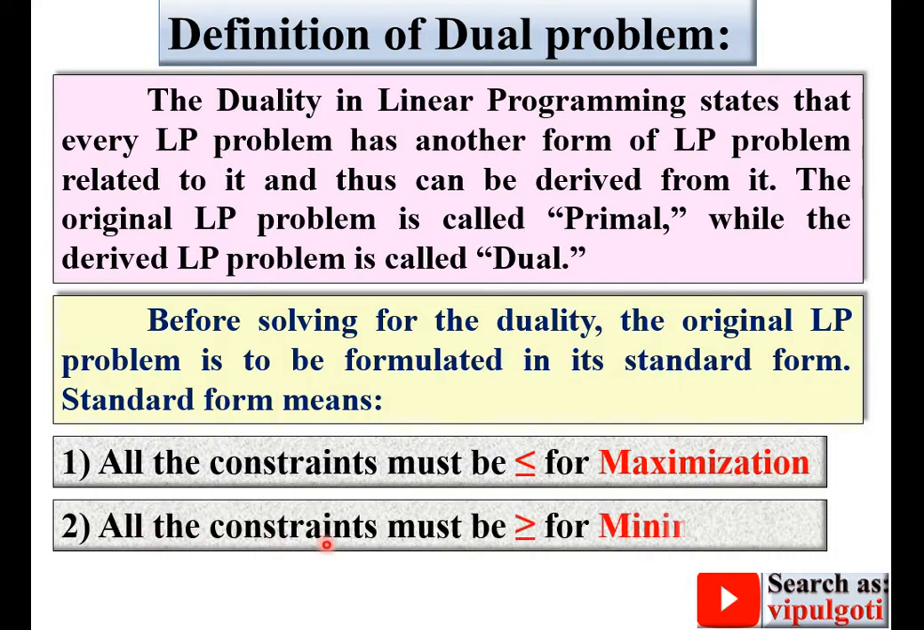Second, all the constraints must be greater than or equal to for minimization. Means if the nature of your objective function is minimization, then all the constraints must be greater than or equal to. So these are the conditions for the standard form. So first we have to convert the original primal problem into standard form, and then you can convert from primal to dual problem.